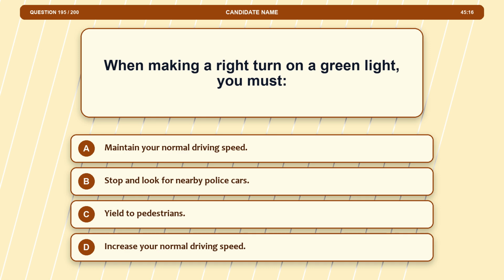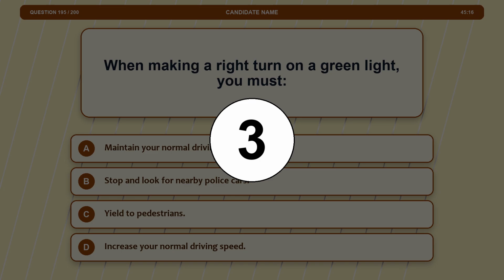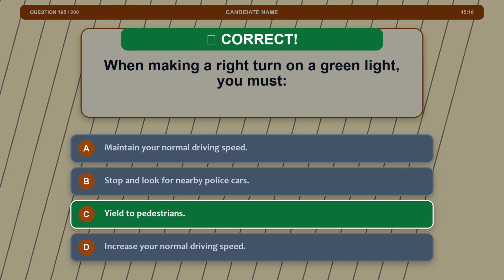Question 195. When making a right turn on a green light, you must Option A. Maintain your normal driving speed. Option B. Stop and look for nearby police cars. Option C. Yield to pedestrians. Option D. Increase your normal driving speed. The correct answer is option C.